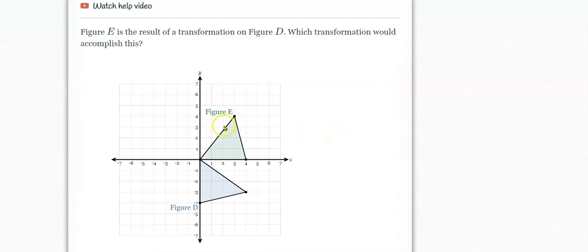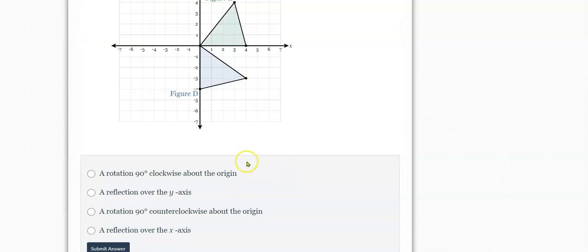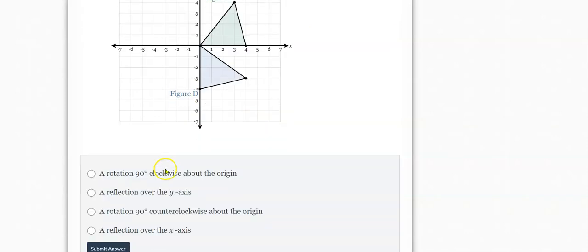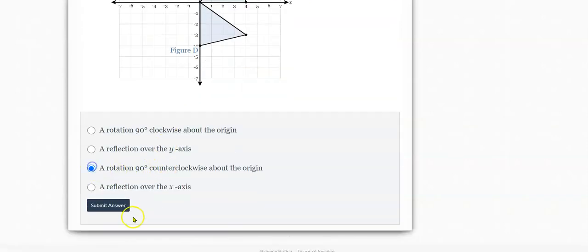This is also a rotation, but it's only one quadrant. So that's a 90-degree rotation. And it is going from blue to green. So I'm going this way, right? That is counterclockwise. So 90 degrees counterclockwise about the origin.